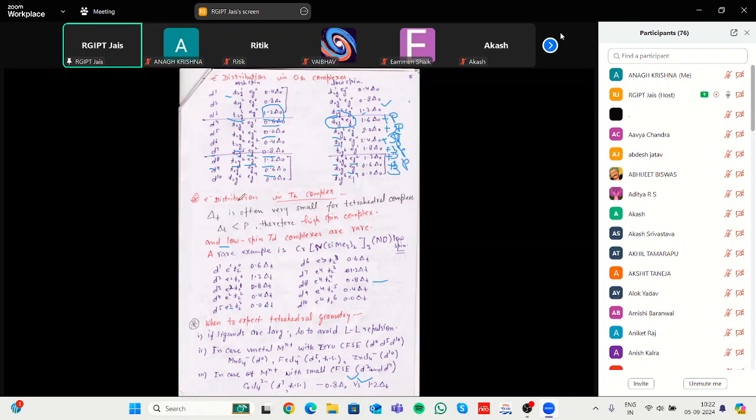Next is D10, in this case T2G6 EG4, this is 0. In this case also 0. Minus 0.4 into 6 plus 0.6 into 4, minus 2.4 plus 2.4, that is totally 0.